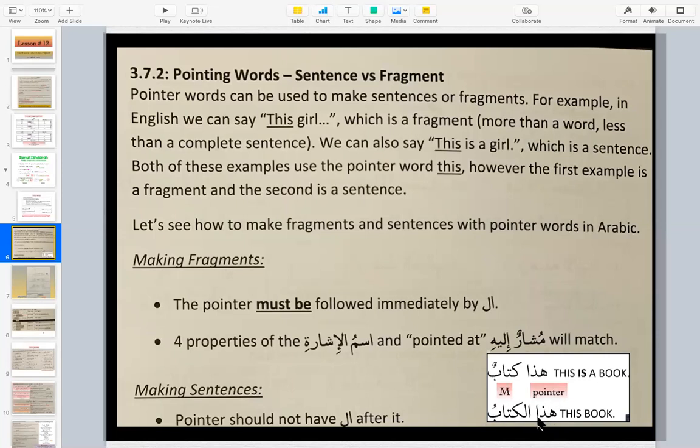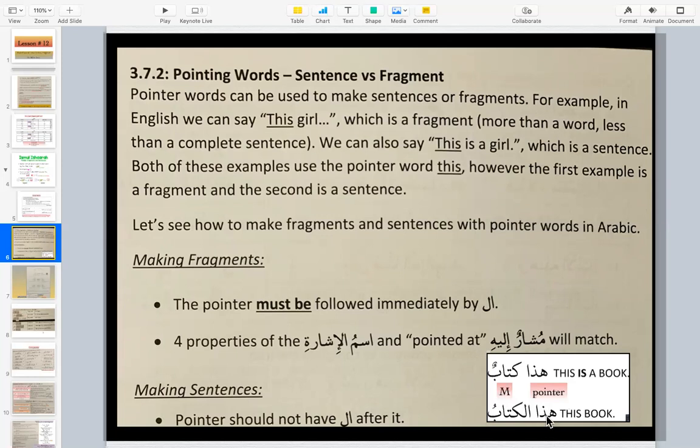Haza Al-Kitabu. Haza, this Al-Kitabu, I see Al over here. This is my fragment, this book. So I'm going to call Haza my pointer and Al-Kitabu my Musharun Ilayhi. I just put M over here, so that stands for Musharun Ilayhi. And now we can check the four properties of it.